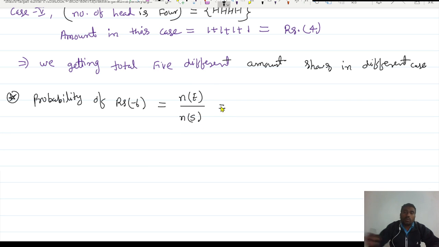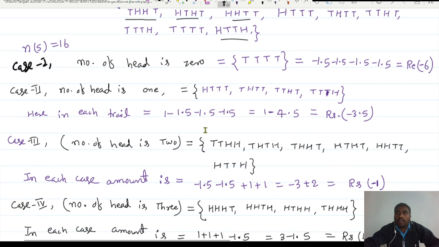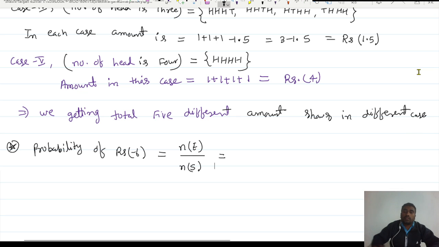So what is the total number of cases in favor of getting minus 6? Only one case. This is T. If all T are coming, then we are getting minus 6 here. So this is only one out of 16. So the answer for this first case is 1 upon 16.